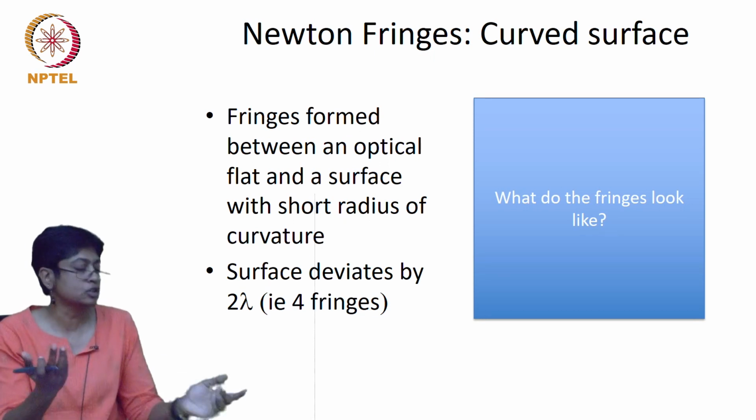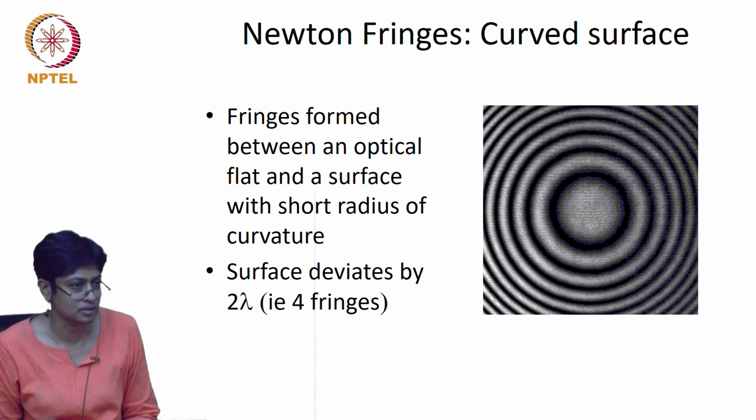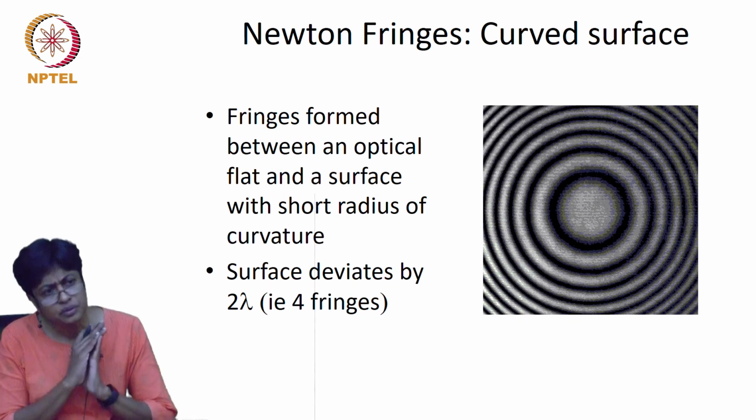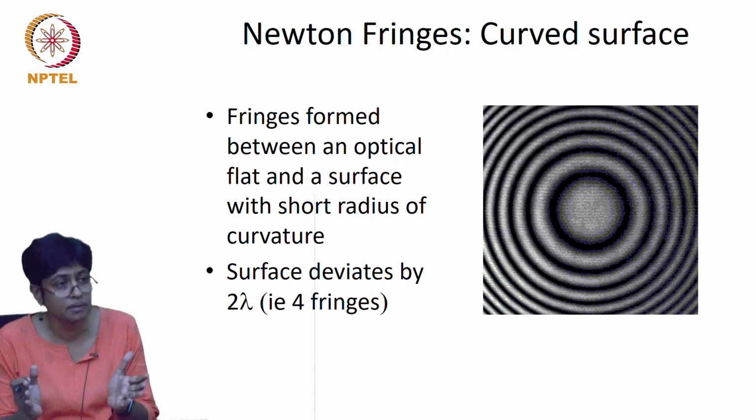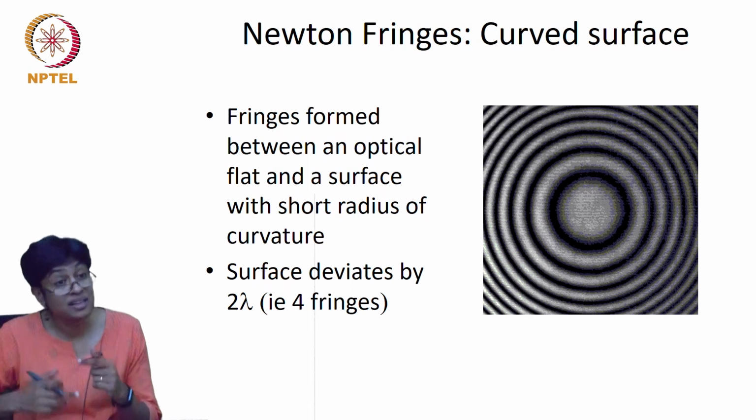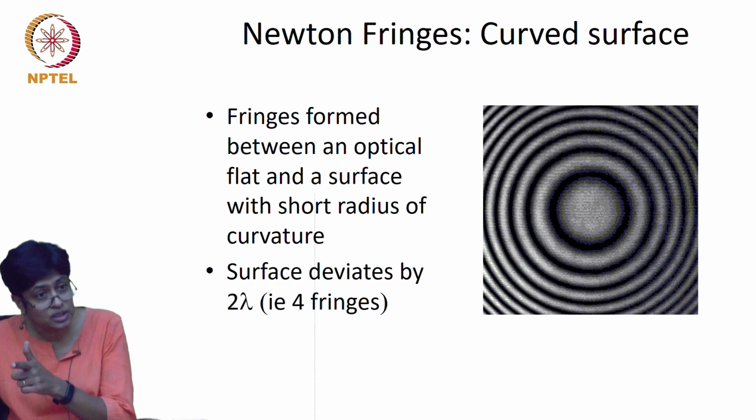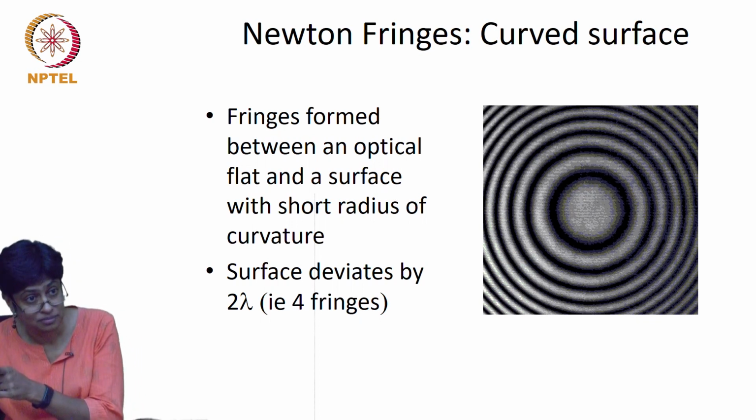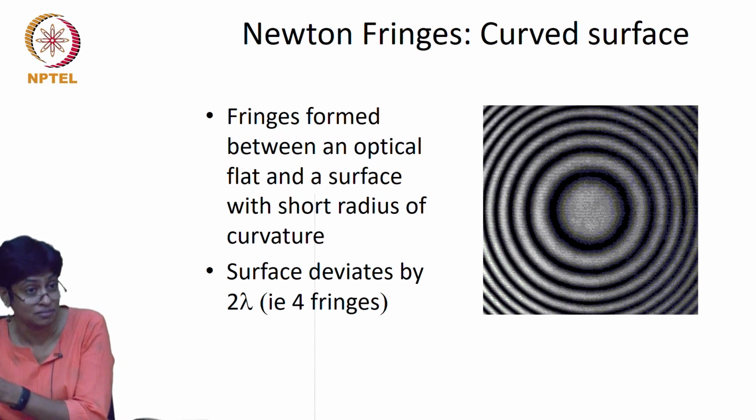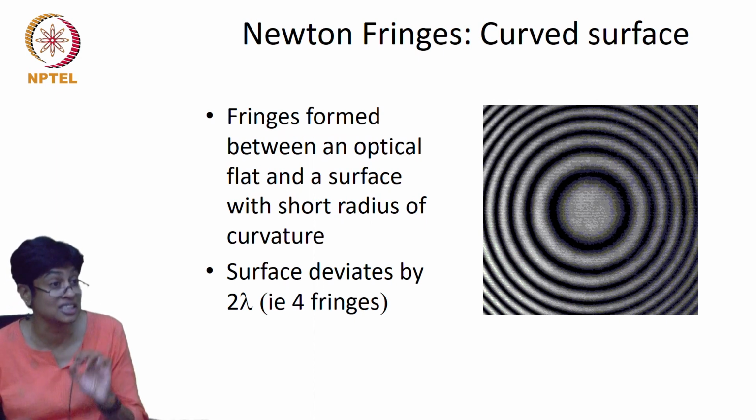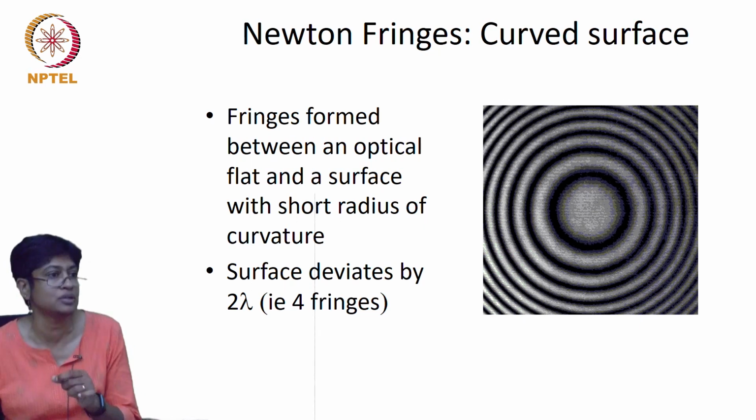If there were two, it is going to be a set of concentric circles, right? And not only does it tell you, just by having a look at the fringes, you get an idea of the surface, but the number of fringes is also telling you something, because each fringe is happening at lambda by 2, right? So, 4 fringes means you have a 2 lambda deviation. So, you are even getting an idea of the actual path length difference. It is not just the shape you are getting, you are actually quantifying to some level.